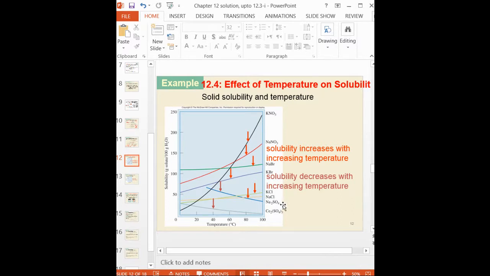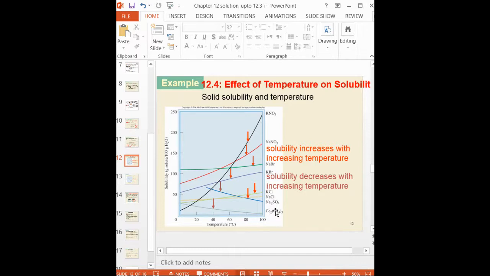But other things, look here: KCl, NaCl, sodium sulfate and cesium sulfate. When they reach 100 degrees C, their solubility is around 20%. NaCl at 100 degrees C, if you dissolve it, is around 25-26%, and KCl is also around 26-27%. But the least soluble is cesium sulfate, Cs2SO4. So remember this, please.